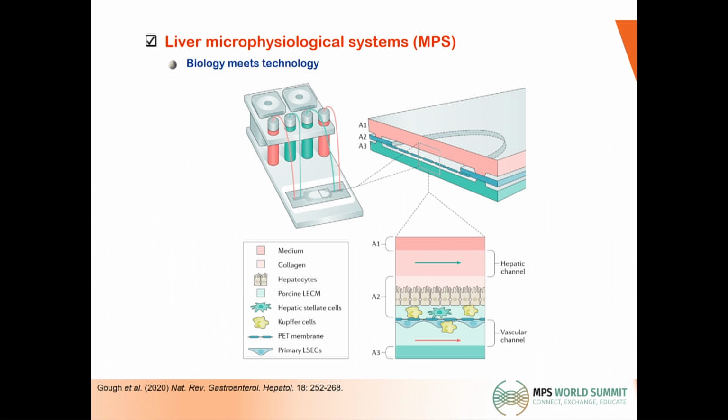But if you want to be, as an MPS developer, fully in vivo relevant, of course, you need to take into consideration the non-parenchymal cell types as well. You can do this in many ways. For example, you can generate 3D spheroids, or you can rely on stem cell technology like organoids, for example.